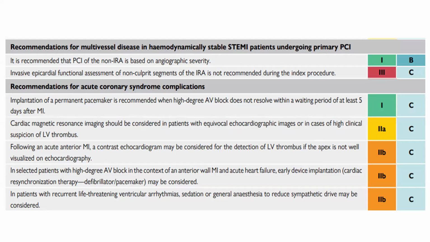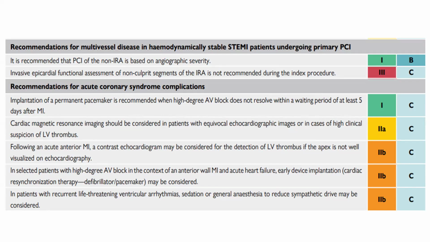I don't know about colleagues in Nigeria, but cardiac MRI is very expensive in Ghana, and currently I think only one facility reports cardiac MRI, and reports can take as long as 2 weeks before you get official reports. Following an acute anterior MI, a contrast echocardiogram may be considered for the detection of LV thrombus if the apex is not well visualized on echocardiography, and that is 2B, telling us that if we are not willing to do it, we are not really denying these patients the best of care, because there are dissenting opinions.